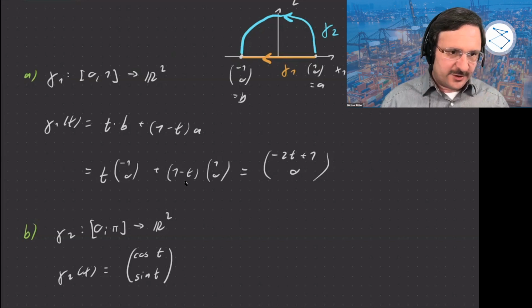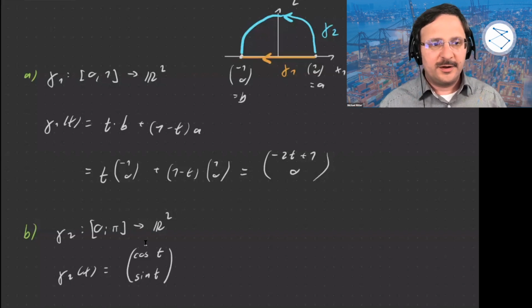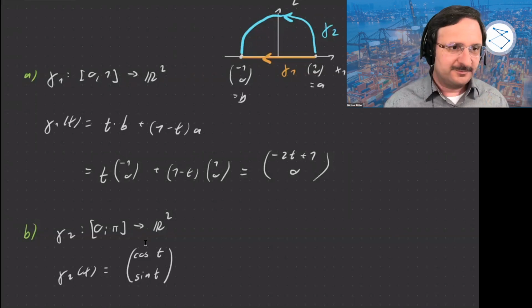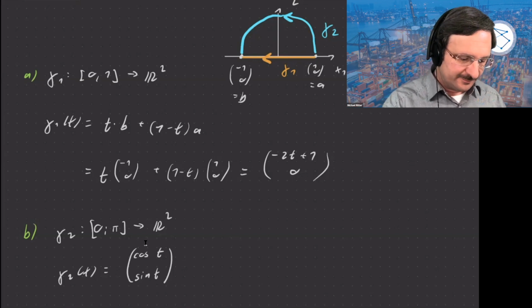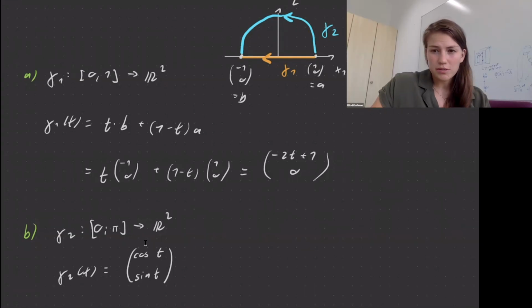All right, so that's the parameterization here of gamma 2. Any questions about that? Nope, still no questions. Wonderful.